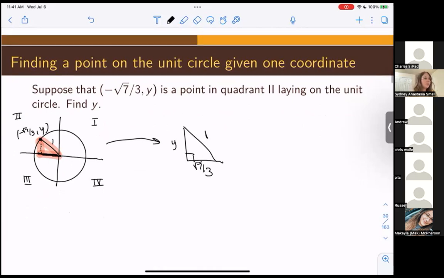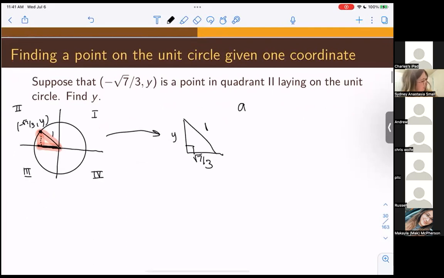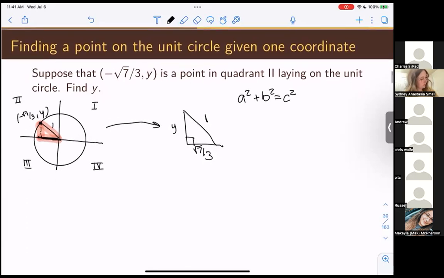Okay, so what do we know where we have a right triangle with 2 known side lengths and 1 unknown side length? Pythagorean theorem. Beautiful. All we need. We don't even need sines, cosines, and tangent. We just need a² + b² = c², because we have 2 side lengths in a right triangle and we want to find the third one. Okay, so plugging things in, let's say we have (√7/3)² as our first side plus y². We need to solve for y. It's equal to 1², which is 1.